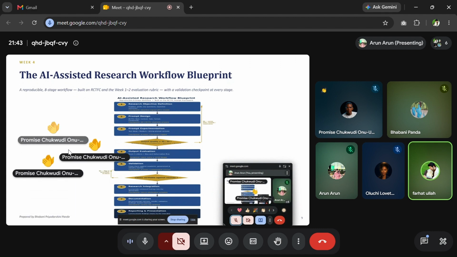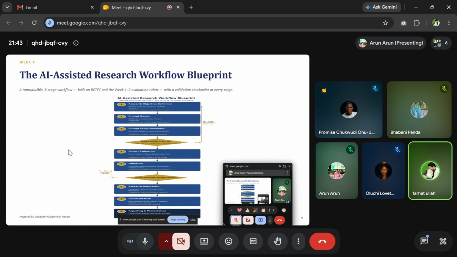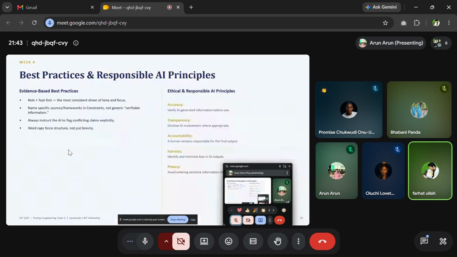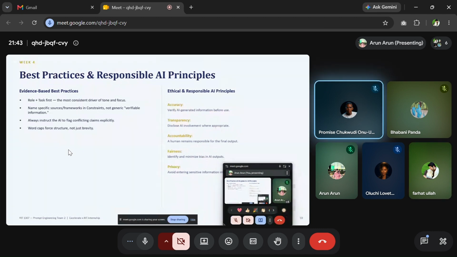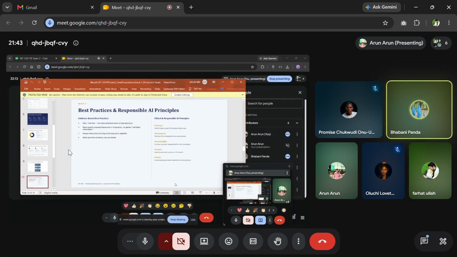Go ahead, anyone further from 9 onward. Habani can take over to explain slide 10.